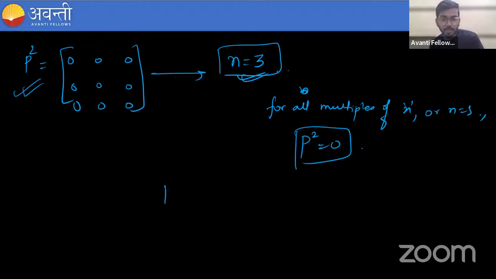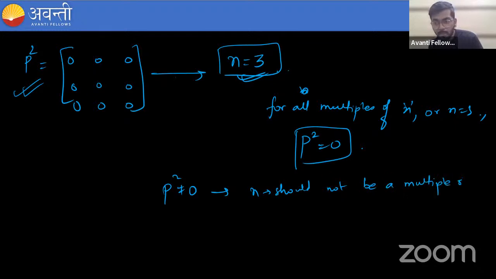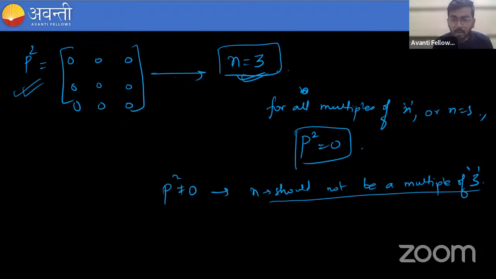Therefore, for P square not equal to 0, n should not be a multiple of 3. And if n is a multiple of 3, then we are getting P square value as 0. So if n is not a multiple of 3, we will get our P square value other than 0.